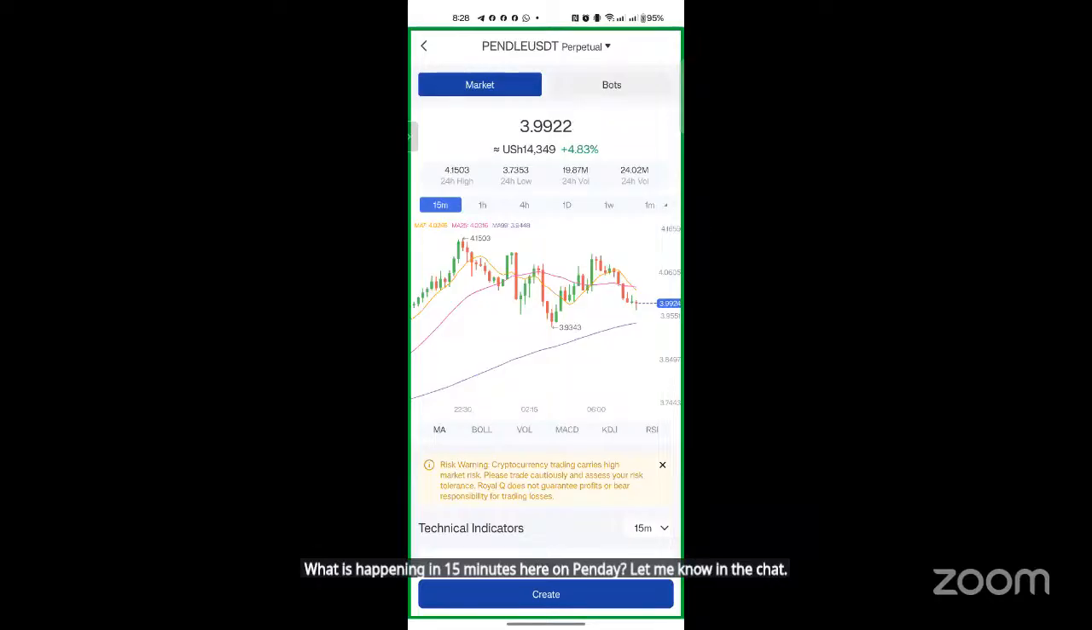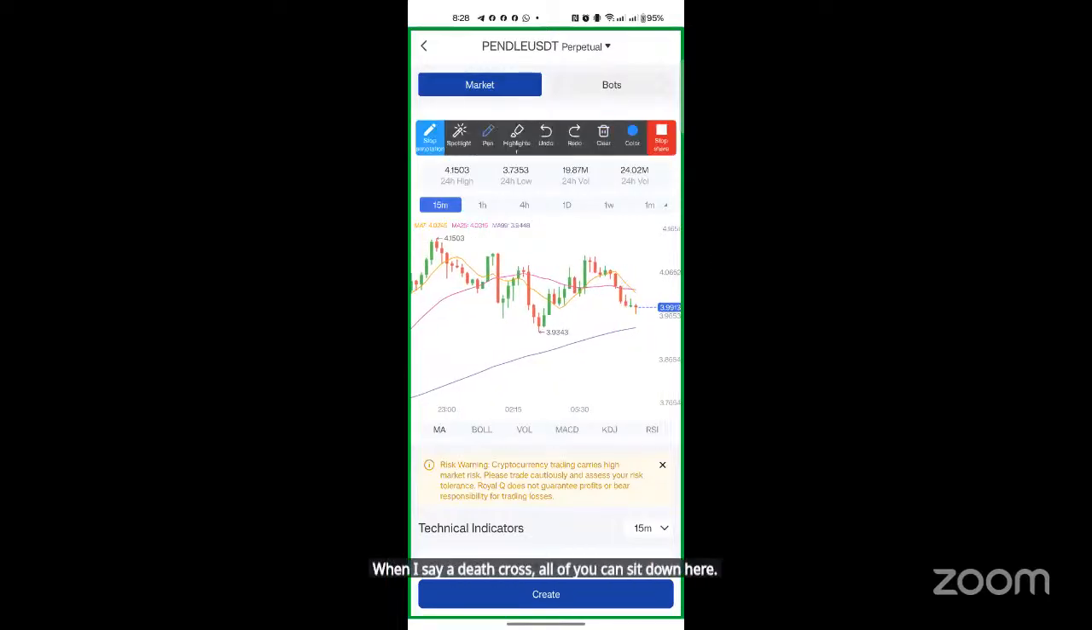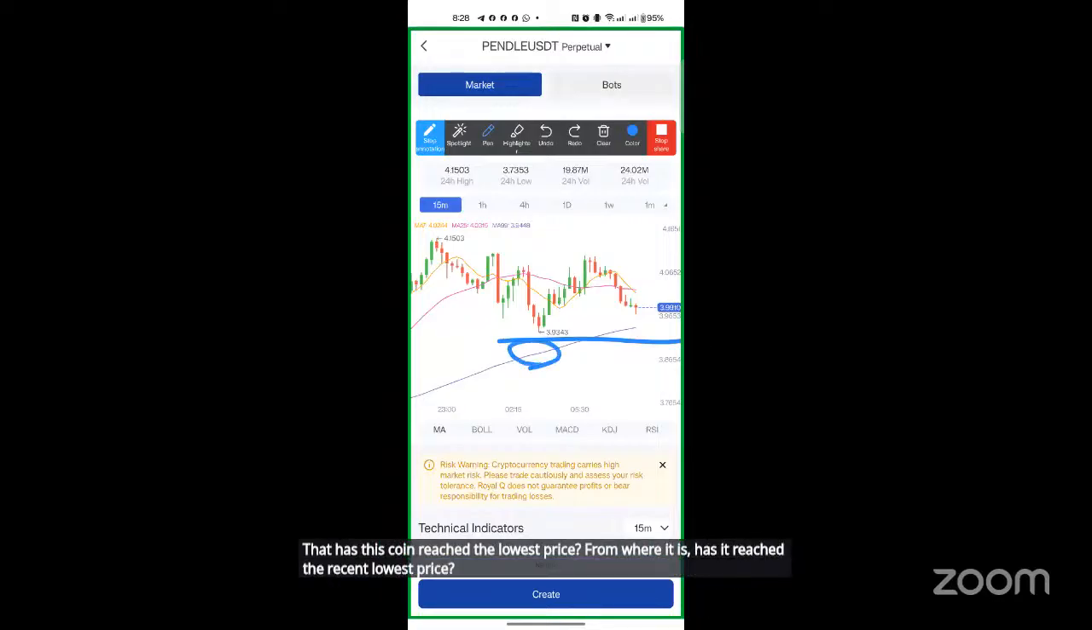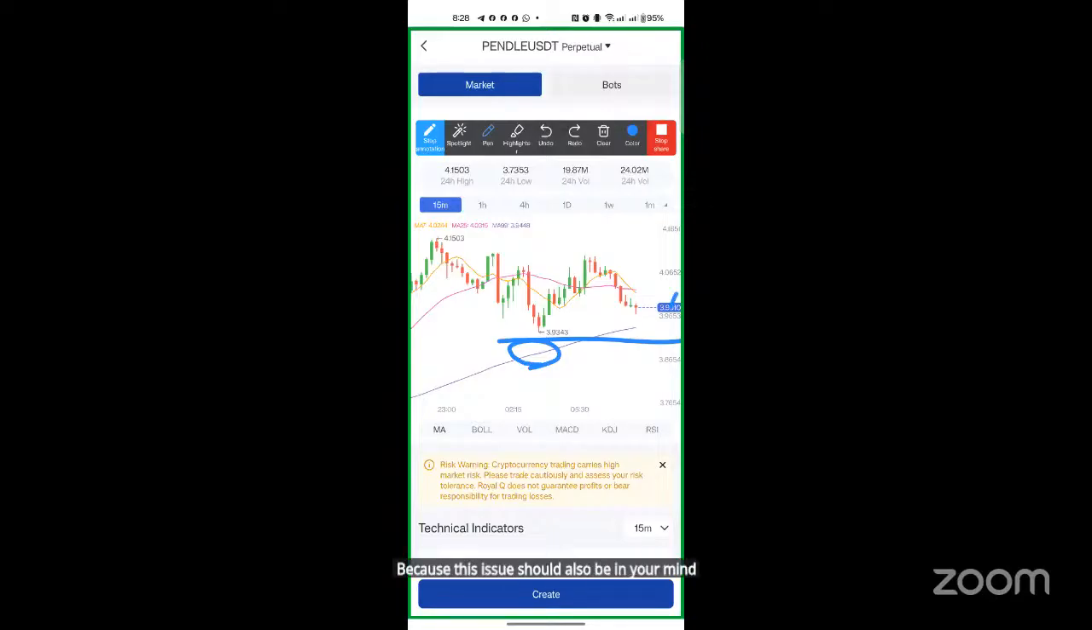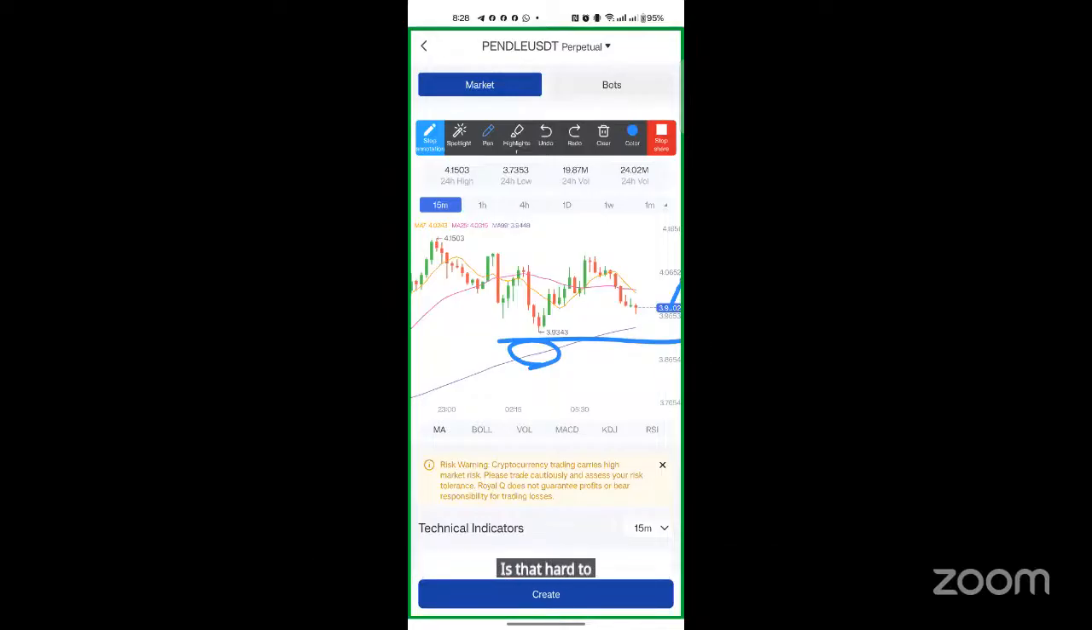So I see a death cross. Okay, in my mind, I know when I see a death cross, all of you can sit down here and ask: has this coin reached the lowest price? From where it is, has it reached the recent lowest price? Because this should also be in your mind. The coin is here, but has it reached its recent lowest price? So there are higher chances that this coin could reach this lowest price. Is that hard to understand?